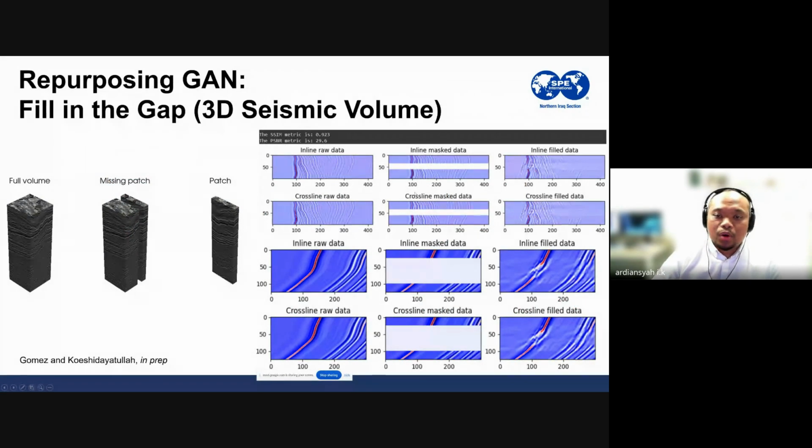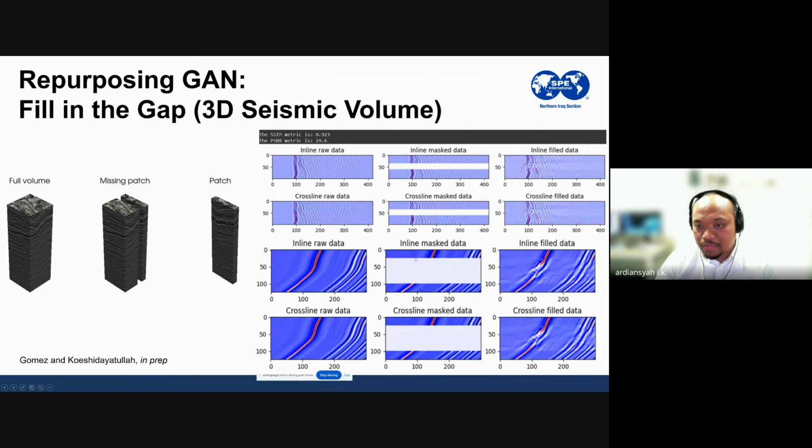Then we expand it all the way to a completely different scale, from micro scale to seismic volume. As you know, sometimes when you run a seismic survey, there are a couple of areas that you cannot run because it's a settlement or some restricted area. So then you may have some missing patches, right, in your seismic volume. So in this case, we use generative AI to reconstruct.